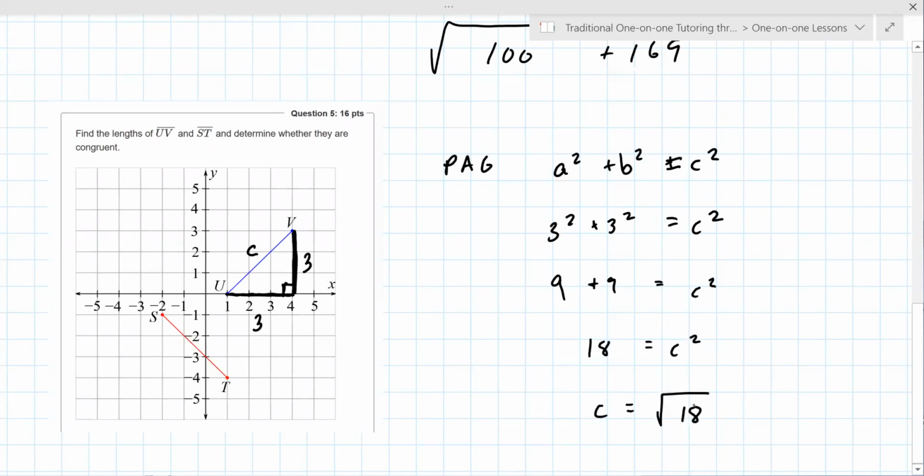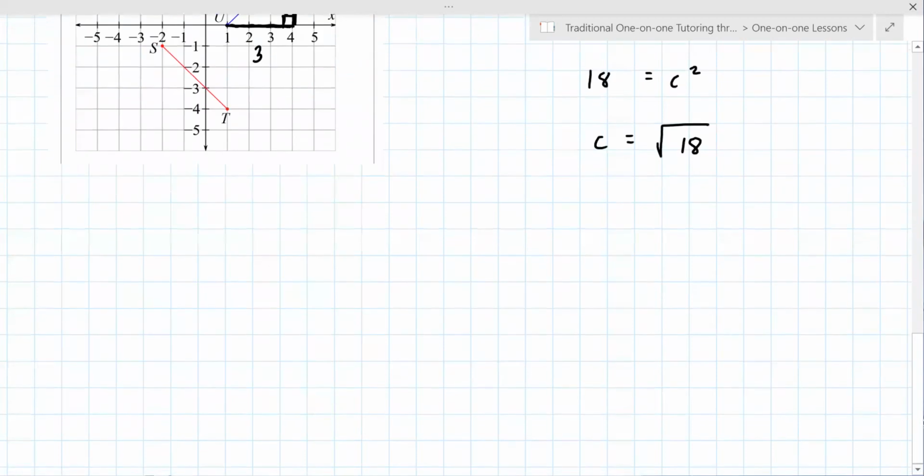Do you remember how to reduce that? I think so, but could you show me? Sure. So you make a factor tree. So 2 and 9. 2 times 9 gives you 18. 3 and 3 gives you 9. And you're looking for pairs. So there's a pair here. For each pair, a number comes out. So 3 square root of what's left over, which is 2.